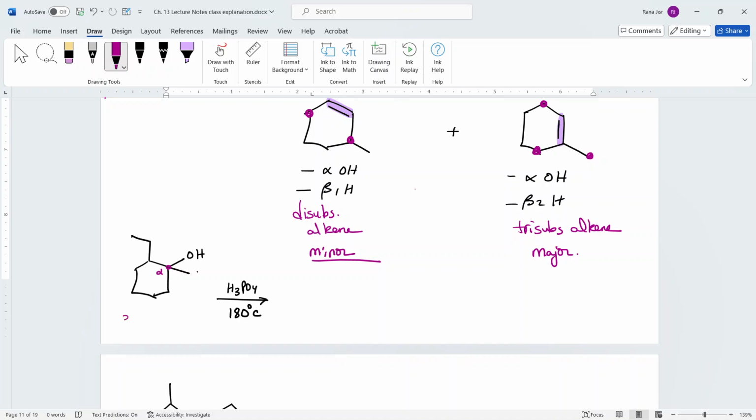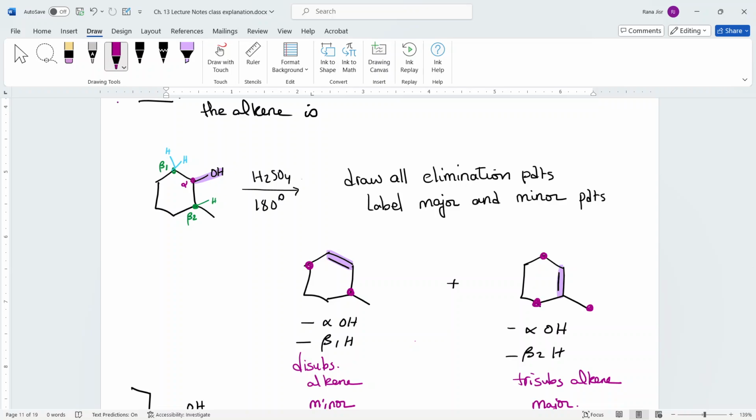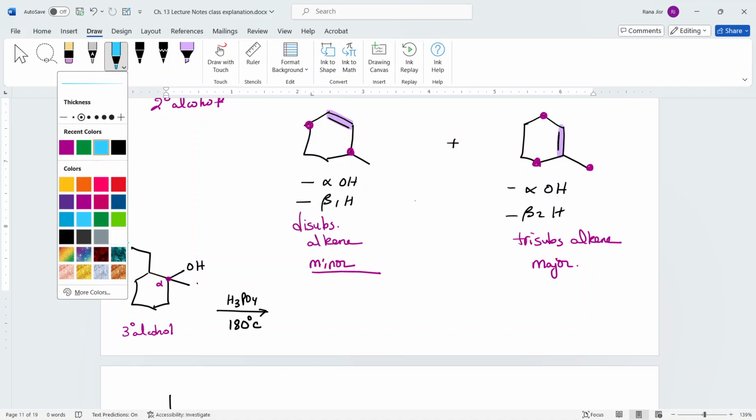This one is an example of a tertiary alcohol. Okay, before this one here was an example of a secondary alcohol. So secondary alcohols normally have 2 different beta hydrogens if the R's are different around the alcohol. Tertiary alcohols, if the R's are different around the alcohol, you're going to have 3 different beta hydrogens. So this is an example of 3 different beta hydrogens.